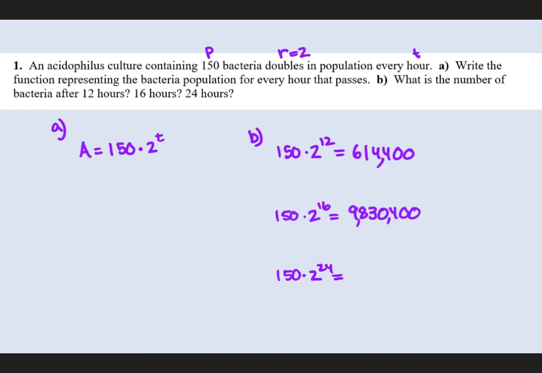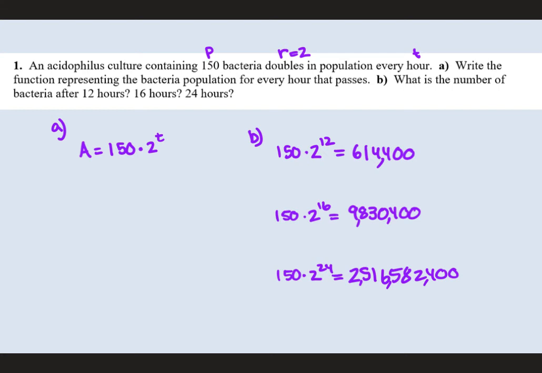Wow, this number got real big real fast. We got 2,516,582,400. All right, so going from just 16 hours to 24 hours, we now have 2,516,582,400. So you can see this exponential amount.